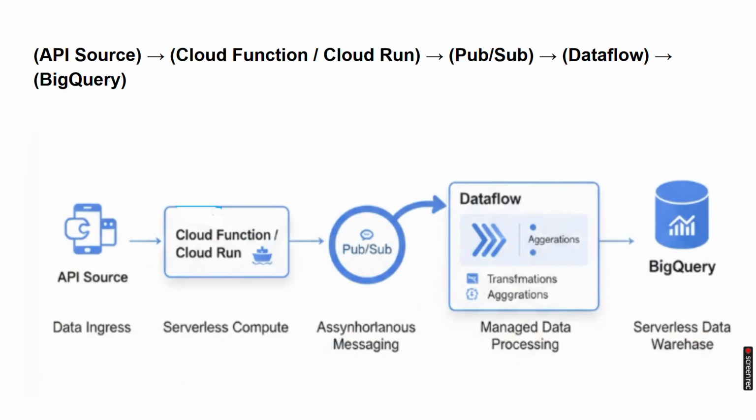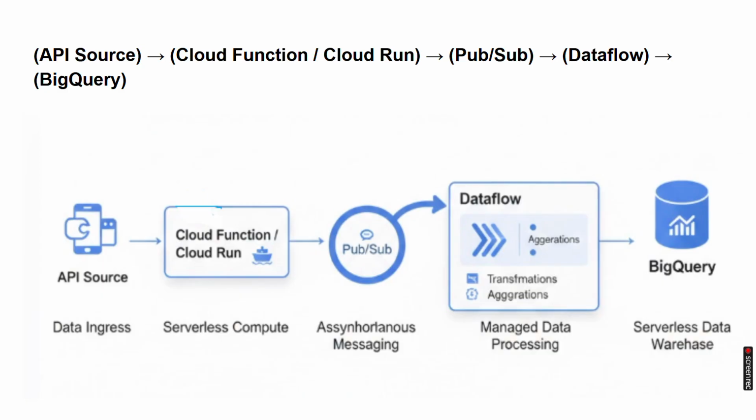So API source, which is a data ingress, then Cloud Run function, which is serverless compute, and we are going to use the asynchronous messaging service, that is Cloud PubSub. Then Dataflow, which is managed data processing. Then finally BigQuery. So it's end-to-end data processing, like ETL processing, extract, transform, load, which we are going to do. I have seen several videos, and no one has covered this one.